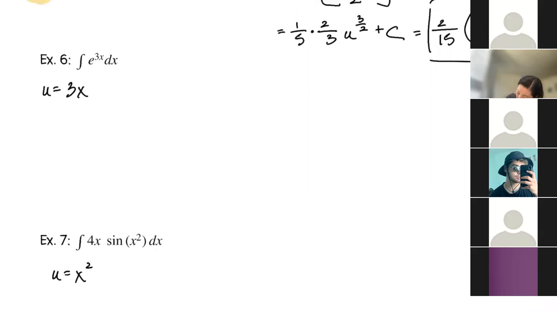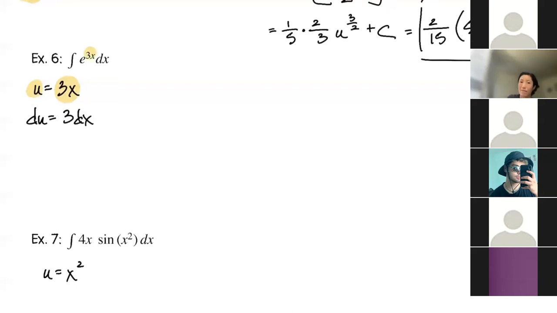So for number 6, u equals 3x, that means du equals 3 dx. And u is everywhere there's a 3x, so I'm going to have a u in the exponent. Then I might use this clever trick that we've been doing, where I take the du expression and divide by 3. du over 3 equals dx. That means everywhere I see a dx, I can put du over 3, and everywhere I see the 3x, I can put a u. So I'll have a u in that exponent.